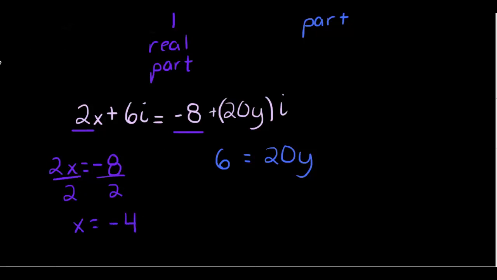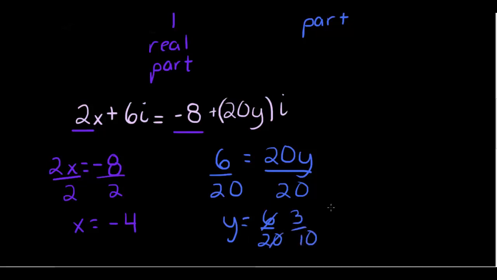And that's the answer. And for the imaginary, I'm just going to divide both sides by 20. So then I have y equals 6 over 20. But of course we can simplify this as 3 over 10. So y equals 3 over 10. And that's all you have to do. Let me try another example.